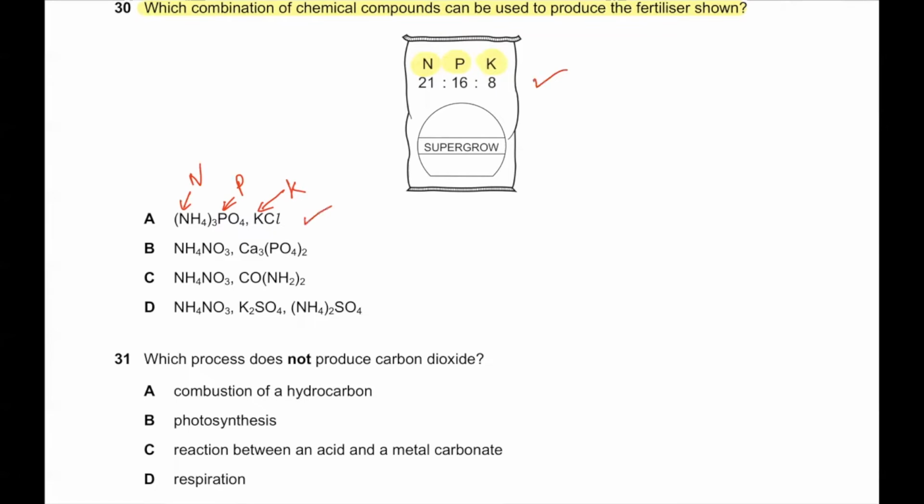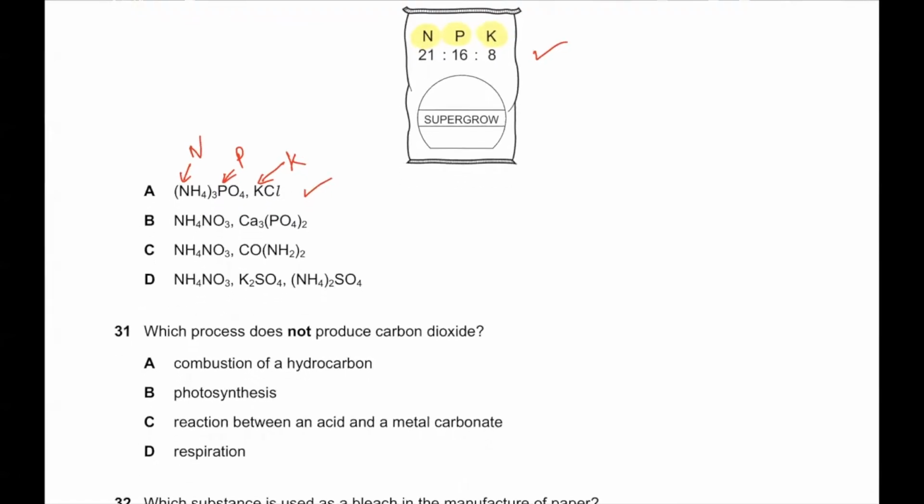And in the other ones, we can see we have nitrogen here. Nitrogen is present. Phosphorus is present. However, there is no potassium. In this one, also no potassium. In this one, we have potassium. However, the entire one does not contain any phosphorus. So this is also crossed out. So A, question number 30, A is the correct answer.